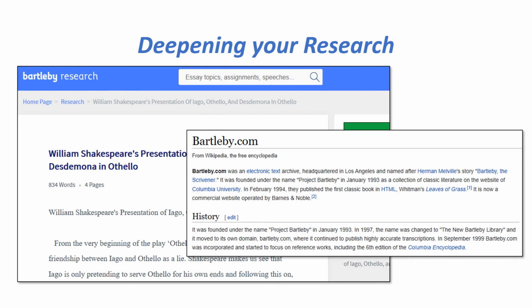Now, it doesn't give you a huge amount of information about the writer of this essay on the page. So what I've done is I've just gone onto Wikipedia and I've searched Bartleby Research. And what it's brought up here is bartleby.com, an electronic text archive. And as you read through, you then see that it's funded by Columbia University. If you follow that link, you'll find out that Columbia University is a really well-respected academic institution, which is giving you a bit more evidence that you can trust this source.